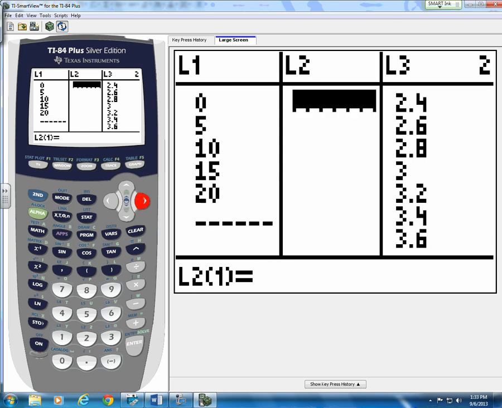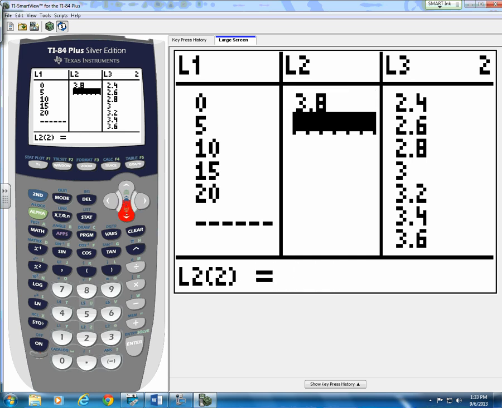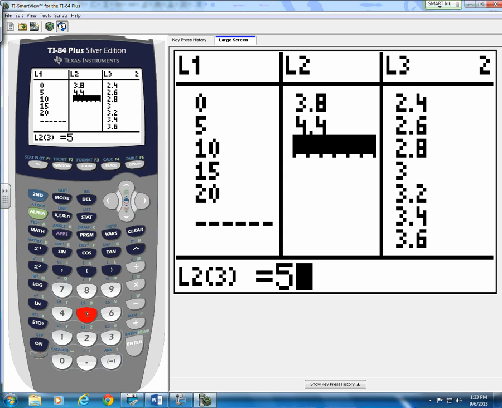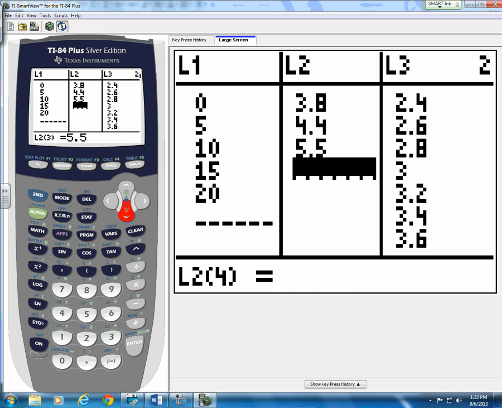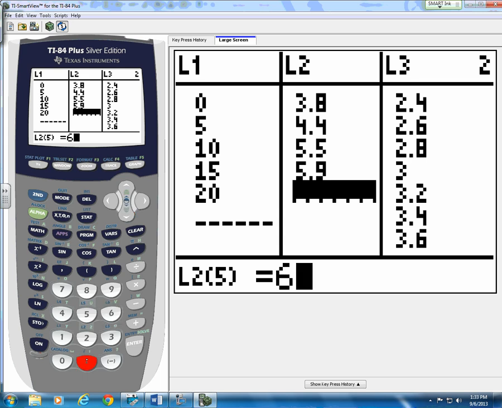So in 1980, we had 3.8% of the prison population were female. Then we jumped to 4.4, 5.5, I think it was, let me get the numbers here again. I just put them down. 5.5, 5.9, and 6.7.